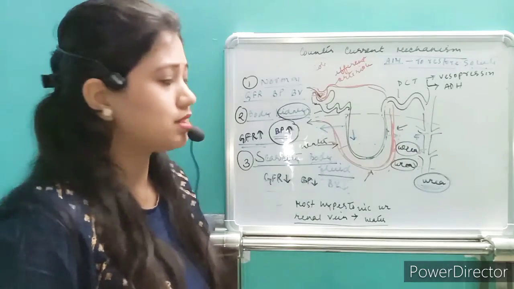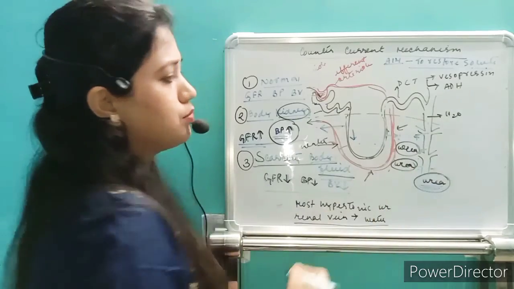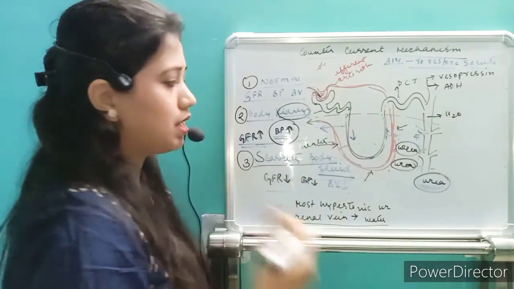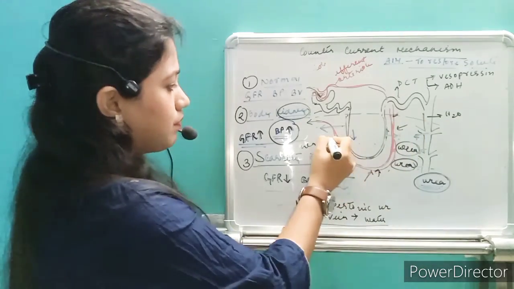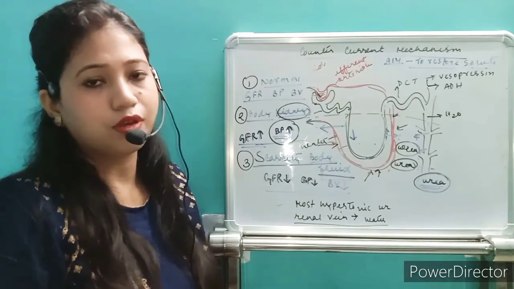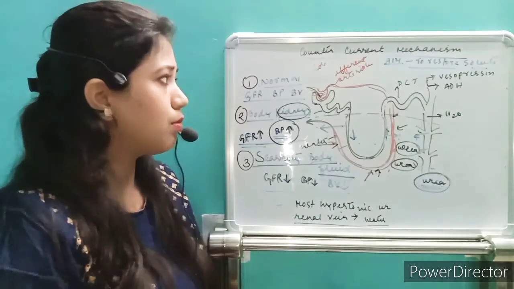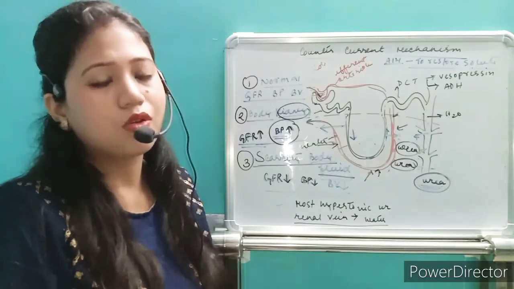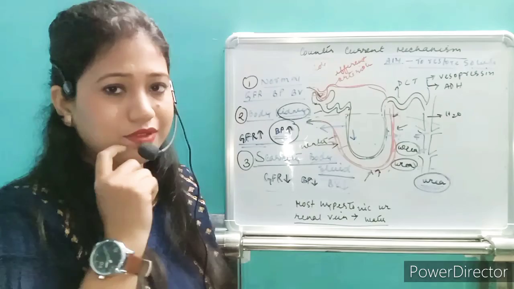And if it rises, then what happens? From the DCT and collecting duct, we will try to absorb more and more water. And if that water is absorbed, then it will go ultimately to the vasa recta, and from the vasa recta it will go to the renal vein, okay, because we have scarcity of body fluid, we have to reabsorb more and more water. So that's all about the countercurrent mechanism. There are three conditions I have told. So this is all about the types, function, everything we have discussed here.